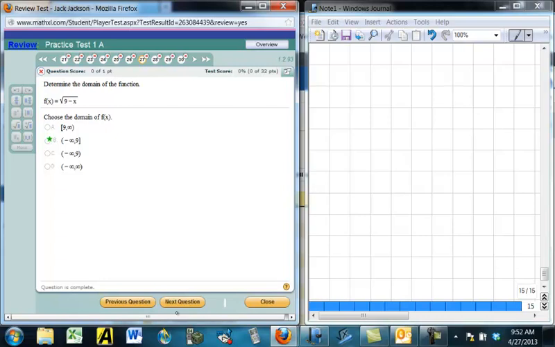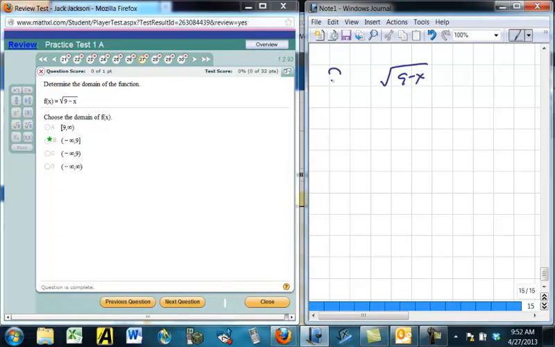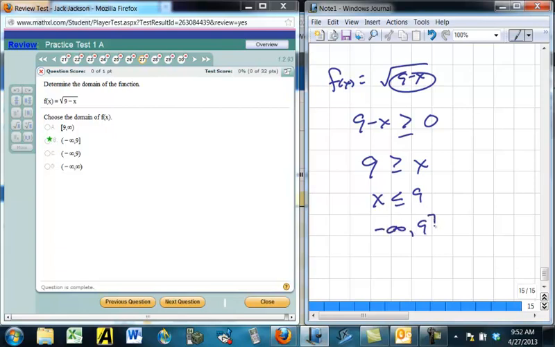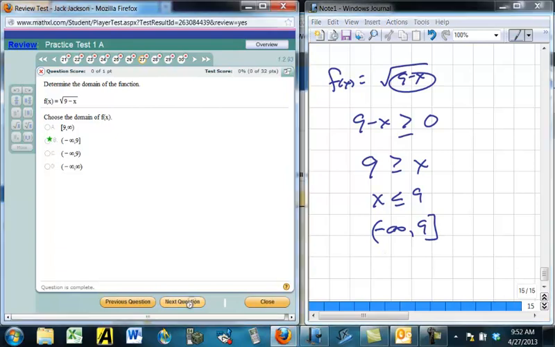What about the domain here? This is an even root. So the thing underneath there, 9 minus x, has to be positive or 0. So 9 is greater than or equal to x, or in other words, x is less than or equal to 9. In interval notation, that's minus infinity to 9, including the 9. Never include the infinity or minus infinity. So that's B there.